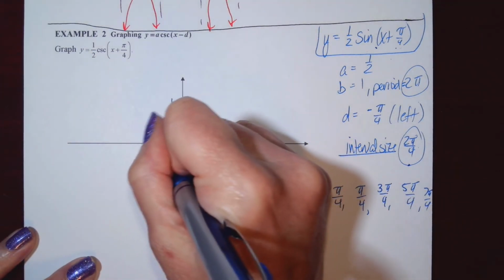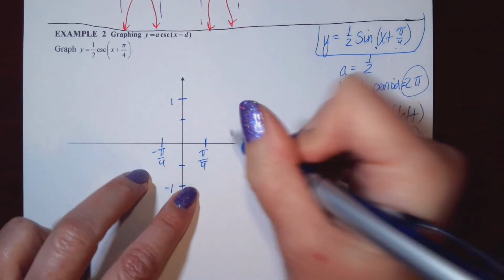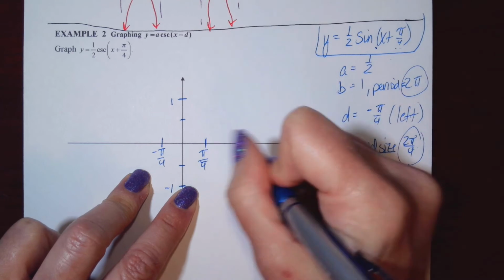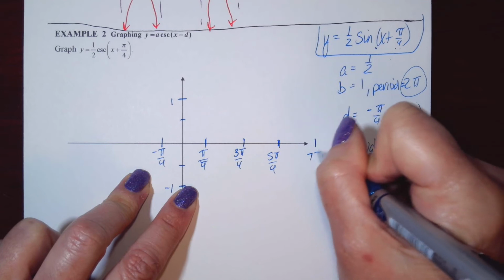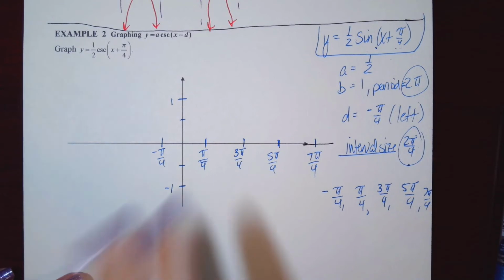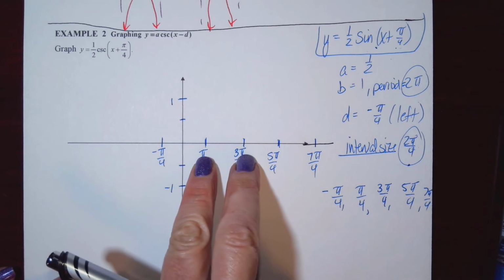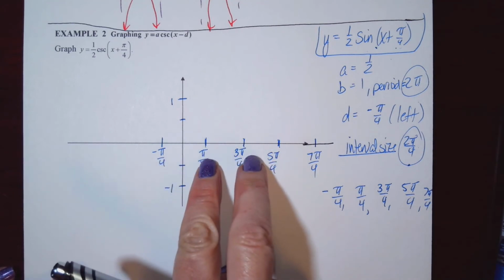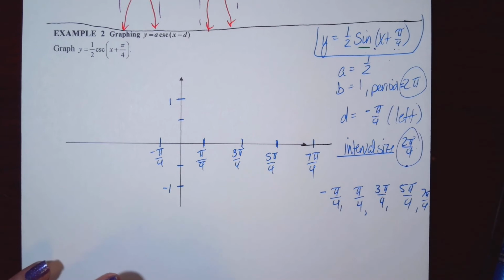Negative pi/4, positive pi/4, and then I made that a really big interval, so I need to keep making them big intervals. 3 pi/4, 5 pi/4, 7 pi/4. There we go. Okay. Because every interval size should be the same, the distance between each 2 points that I've marked. I made this really wide, so I tried to make these the same width. All right, let's do it as far as this positive sine function, amplitude of 1/2.